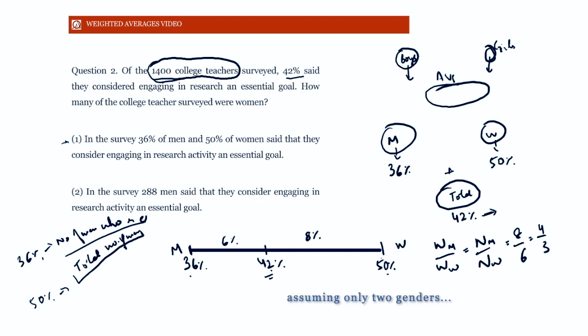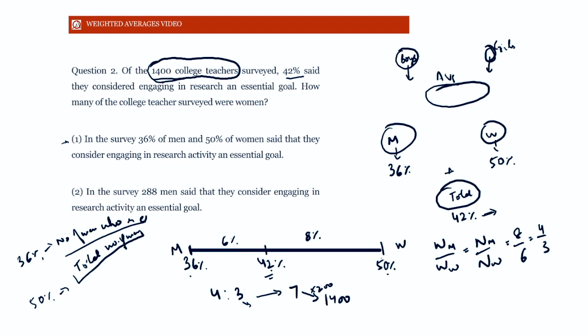On the ratio scale, we have the number of men and number of women as 4:3. That is, on the ratio scale, the total is 7. And this 7 in actual value terms is equal to 1400, which means my multiplier is what? It is 200. It will give me the number of men as well as the number of women. The number of women over here becomes 600.